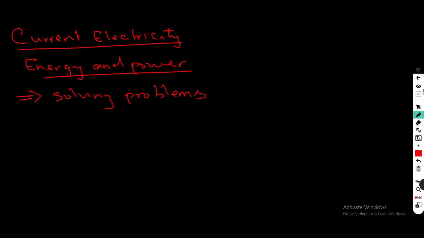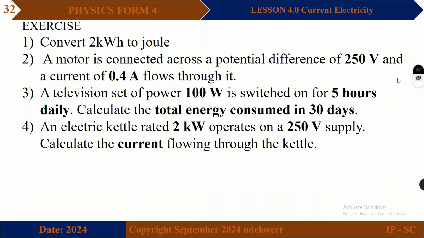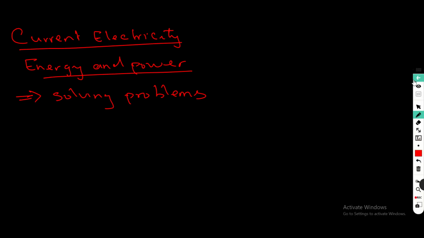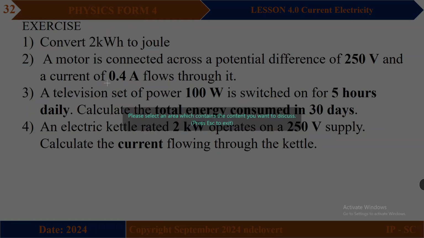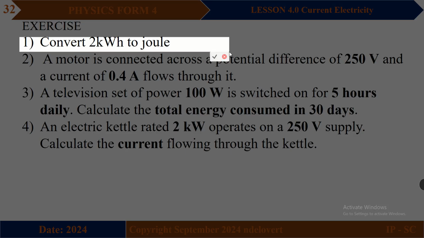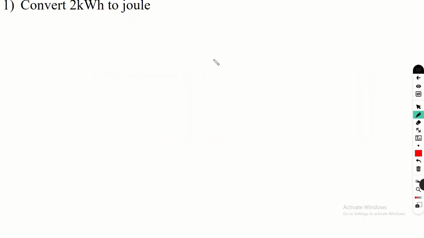So there are different equations there. We have an equation like this one, like number one. Now the question says convert 2 kilowatt hour to joule. So what do you do? You have to understand the meaning of convert. Convert means change. You're changing 2 kilowatt hour to what? To joule.